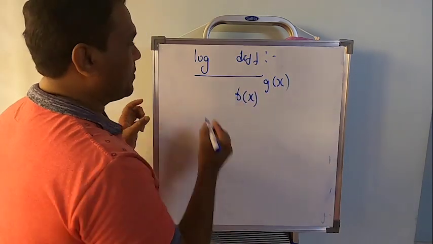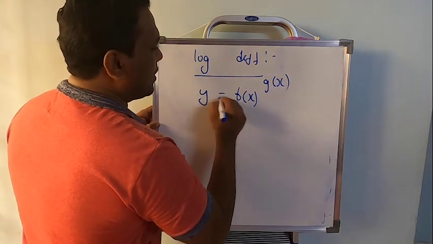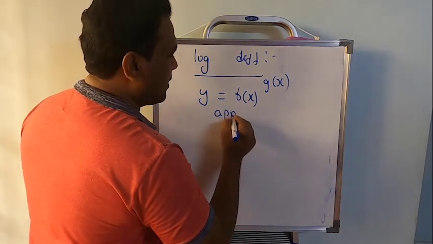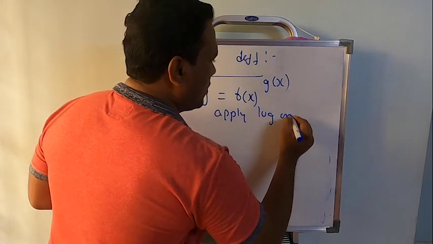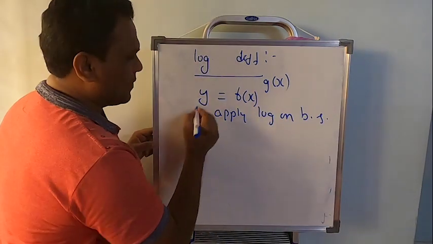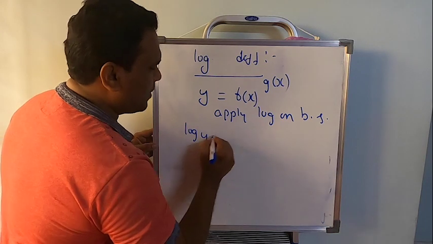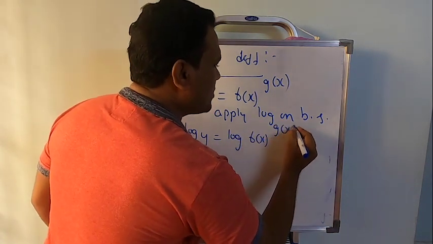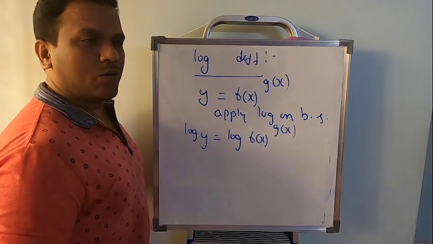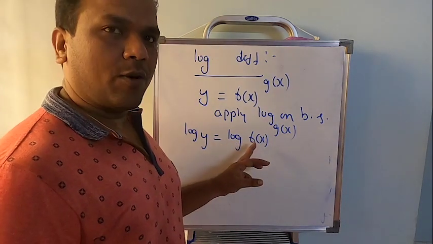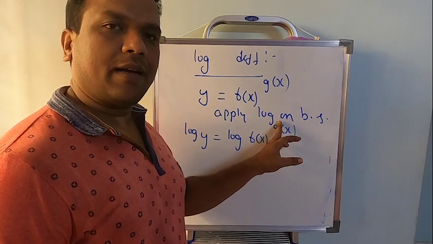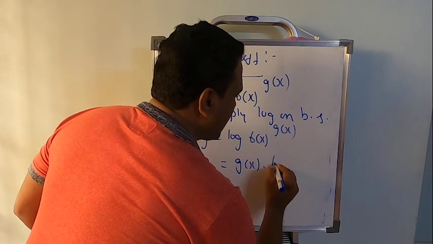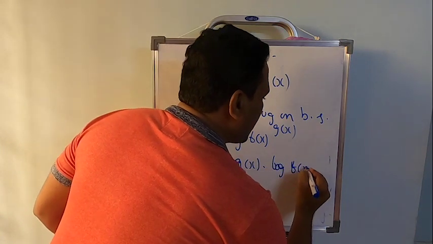How to solve it? Quite simple. Whatever the function is given, let me call it y. I will apply log on both sides. So the left hand side will be log y, the right hand side will be log of f of x to the power g of x. Just now I wrote a formula: log of x to the power y can be written as y log x. So the right hand side will become g of x multiplied by log of f of x.